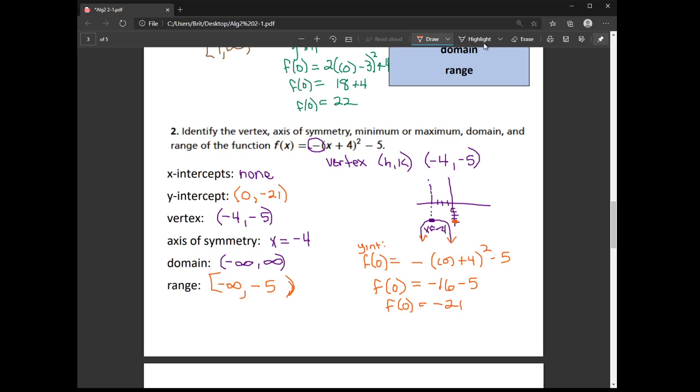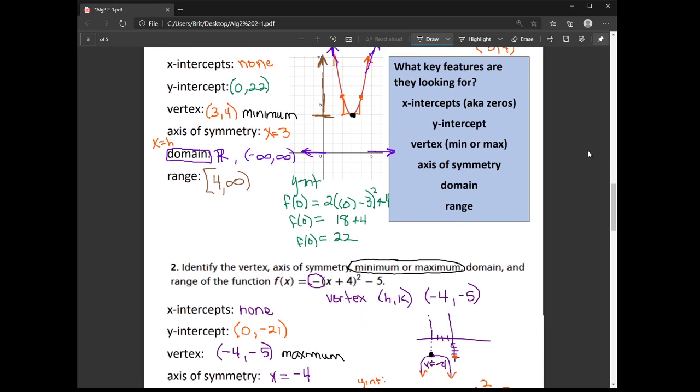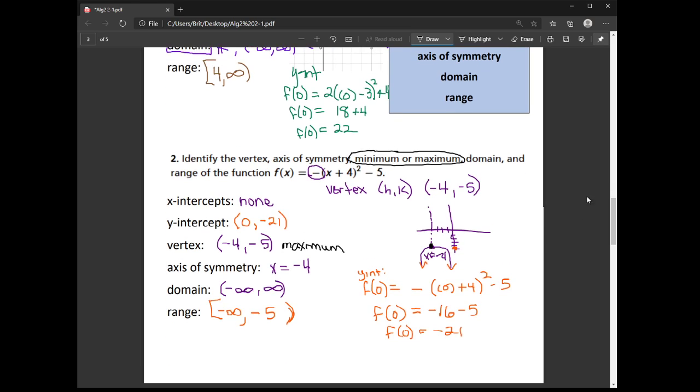Another thing they do is they tell you to identify a minimum or a maximum, and I'll show you guys on both of these. And you're just picking which one is the minimum or the maximum. So on this parabola, because it opens facing down, this vertex is at a maximum. Our first example was facing upwards, so this vertex is actually a minimum. So your quadratic will have either a minimum or a maximum, and it's talking about the y value of the vertex.